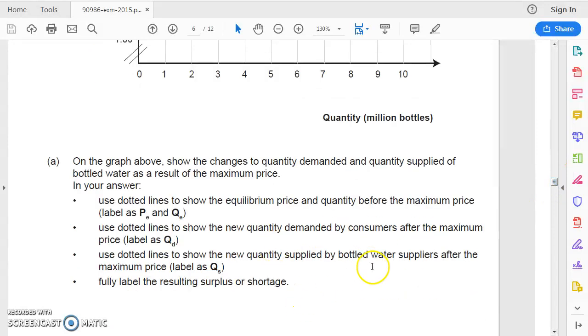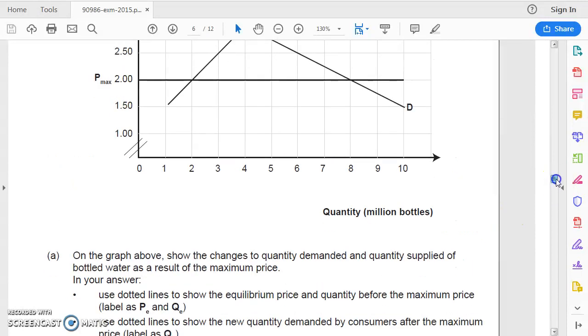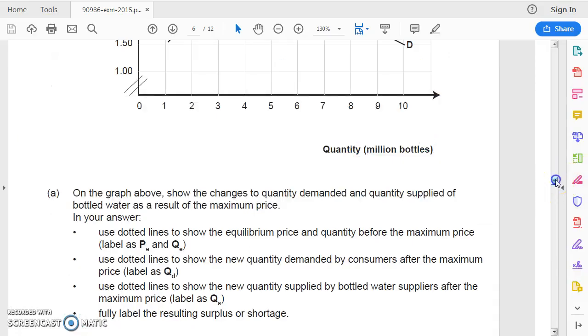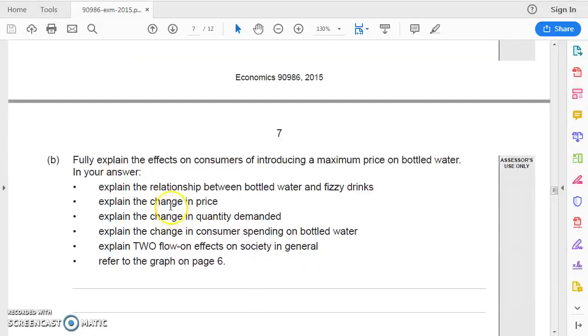Of course, you do need to know if it's a shortage or surplus, but maximum price is below equilibrium. Below equilibrium, you have a shortage. So in terms of the writing here, what they're looking for is the economic relationship. Sometimes they say economic relationship, they're substitutes. You do actually need to say that. Don't say complements. They don't go with each other. I don't think you'd get bottled water and then mix it with fizzy drinks. That's just weird. No, they can be used instead of each other. They can be used in place of each other.